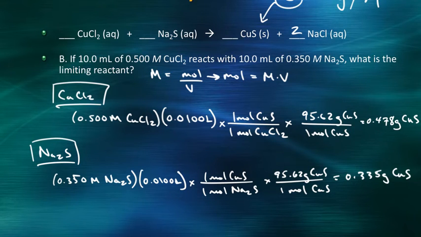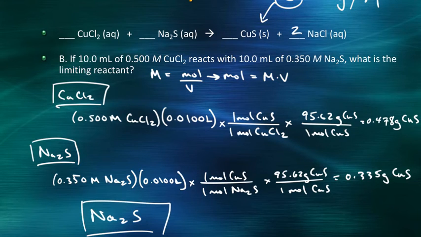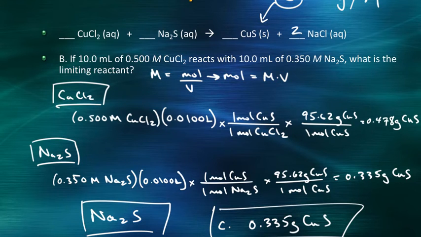So we have two values here. We have the value from how much CuCl2 can make, and we have the value from how much Na2S can make. And much like the brownie batter example, whichever one makes the least amount, that's the maximum we could possibly make. So really our answer here, what's the limiting reactant, is Na2S because it makes the least amount of product. And very conveniently, this is going to be the answer to C here in just a moment. 0.335 grams of CuS is the maximum amount of CuS that we can make.